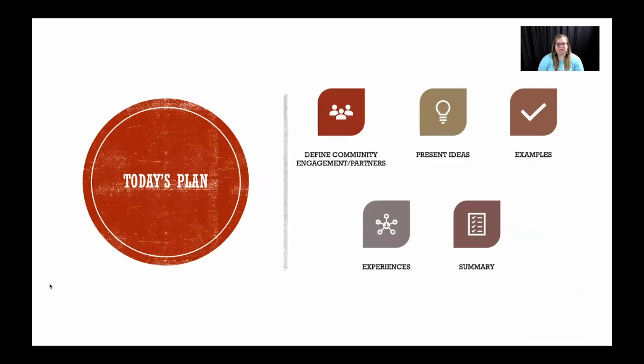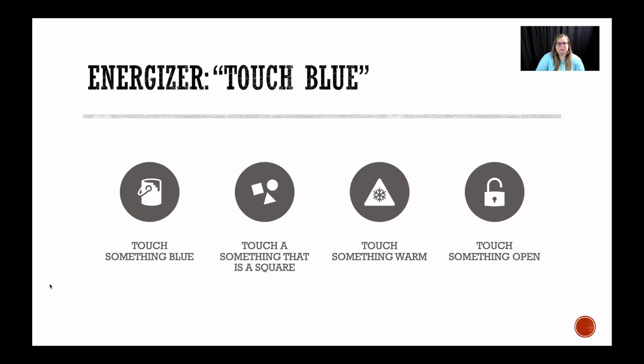Today we are going to be talking about community engagement as well as community partners. I'll be sharing a few ideas as well as examples, experiences, and kind of summing a few things up to help you out.